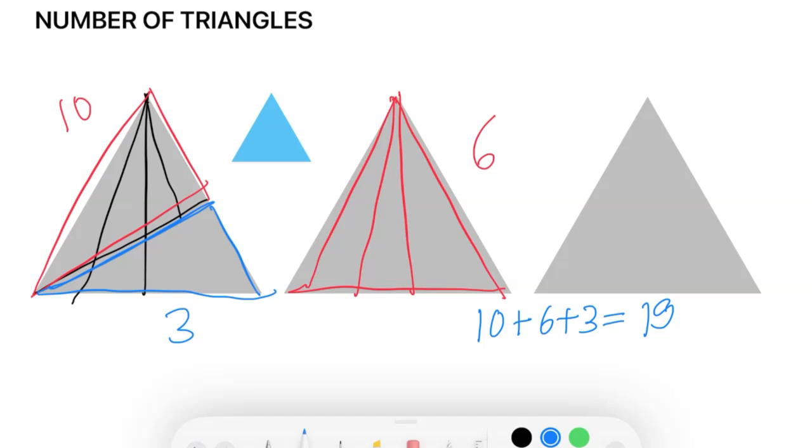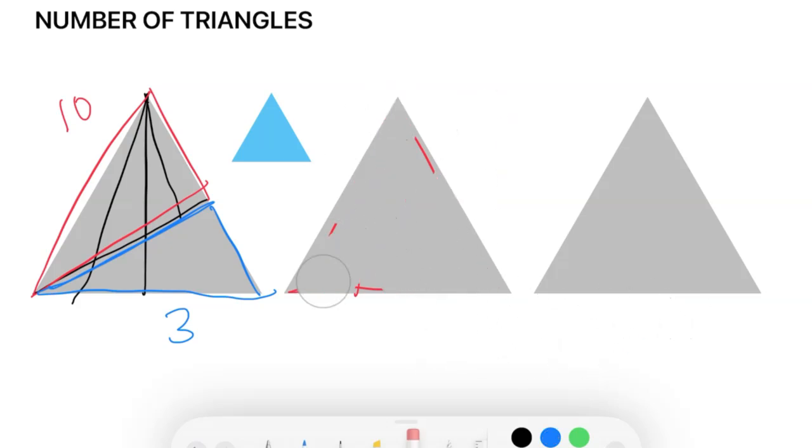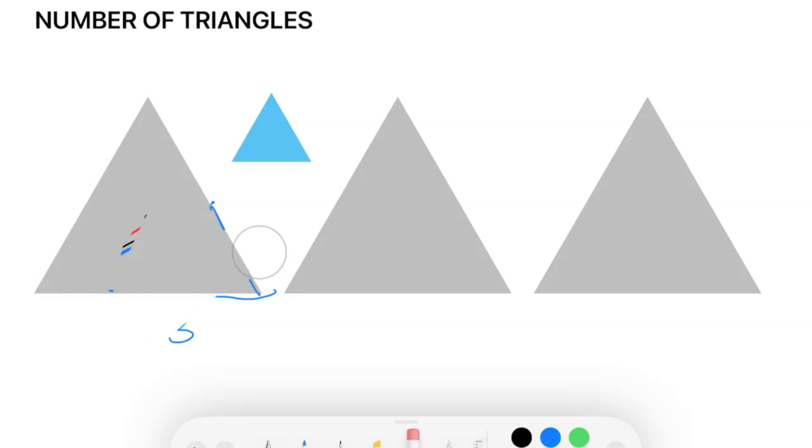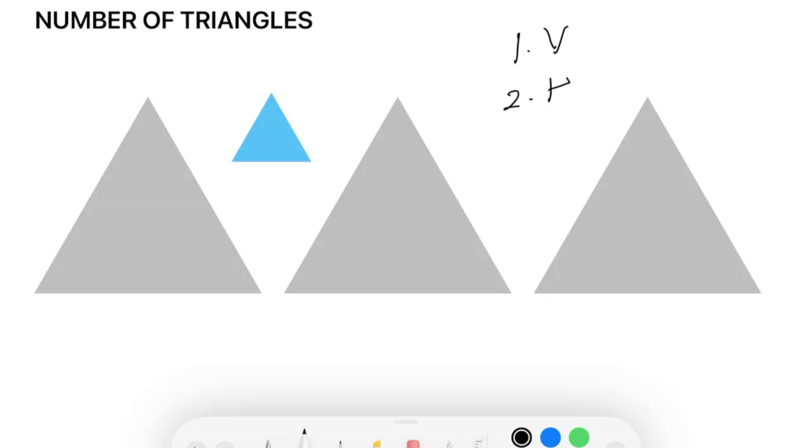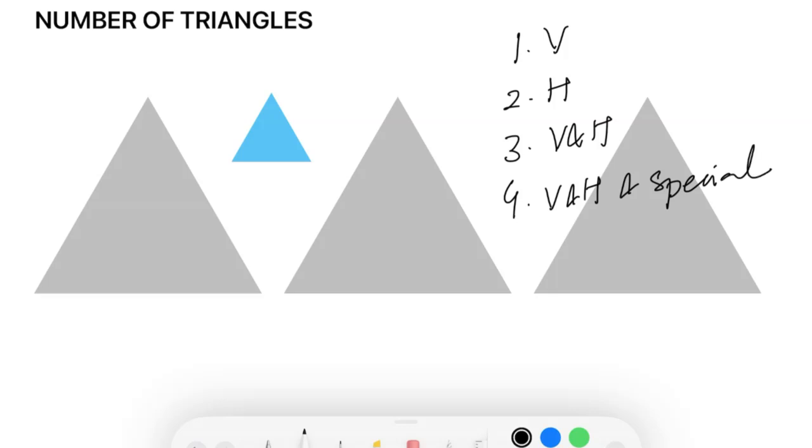So what we have done? We have solved 4 different kinds of problem so far. What are these 4 different kinds of problem? Number 1, when we had only vertical lines. Number 2, when we had only horizontal lines. 3, when we had vertical and horizontal lines. Number 4, when we had vertical and horizontal and spatial problem. Okay, so let's see what's coming up next.